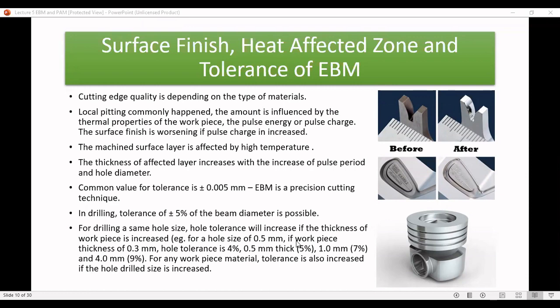Then basically the tolerance also will increase. For any workpiece material, tolerance also increases if the hole drill size is increased. So the EBM process is a precision machining process with a very good tolerance, 5%. But it depends on the hole size and the depth of the hole that you want to drill.